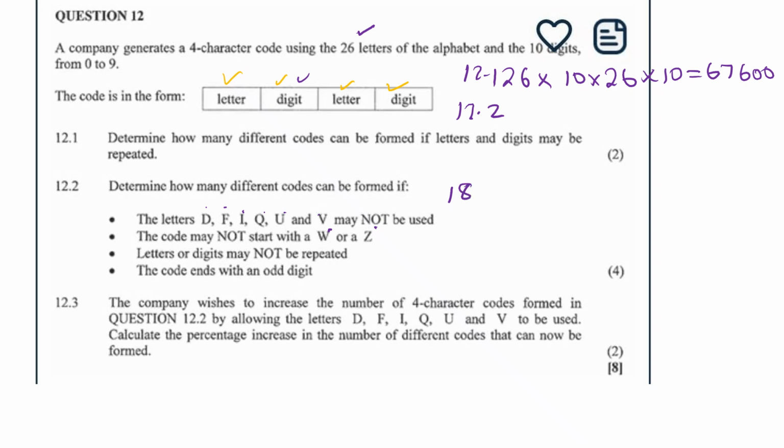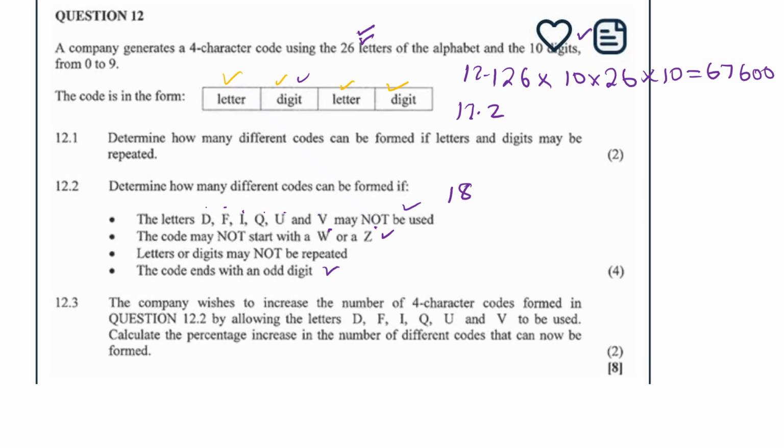I'm saying 18 because the letters D, F, I, Q, U, and V should not be used, right? And then the code must not start with W or Z. So for letters, it is 26 minus this 6 minus this 2. Therefore now we have 18, right? The letters or digits may not be repeated, okay? The code ends with an odd digit. Okay, it ends with an odd digit.